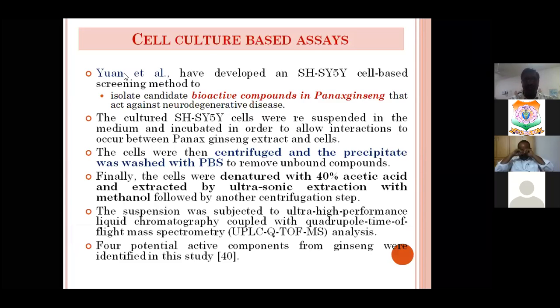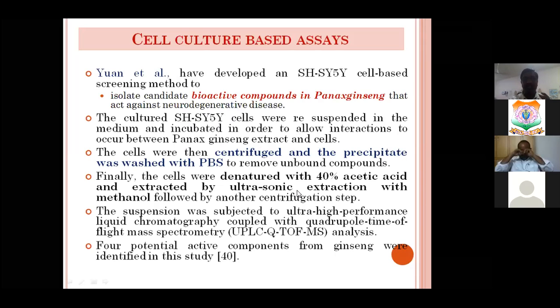This is one of the researchers, Yuan et al. He isolated candidate bioactive compounds in Panax ginseng. Panax ginseng is a compound plant. They extracted the compounds for two neurodegenerative disorders by using a cell culture based assay. They took a cell line, SH, incubated it and allowed the extract and the cell lines to interact, and then centrifuged, precipitated, and washed with phosphate buffer solution to remove the unbound compounds.